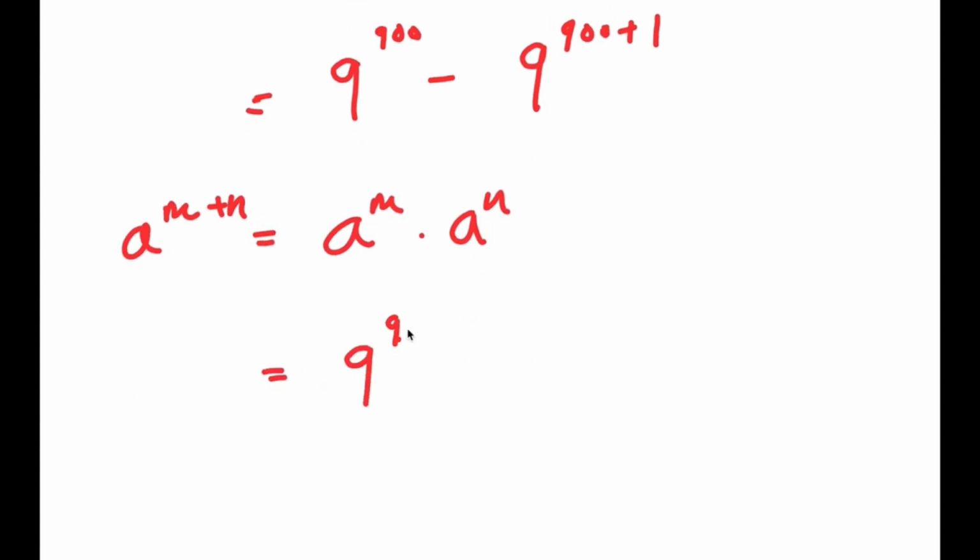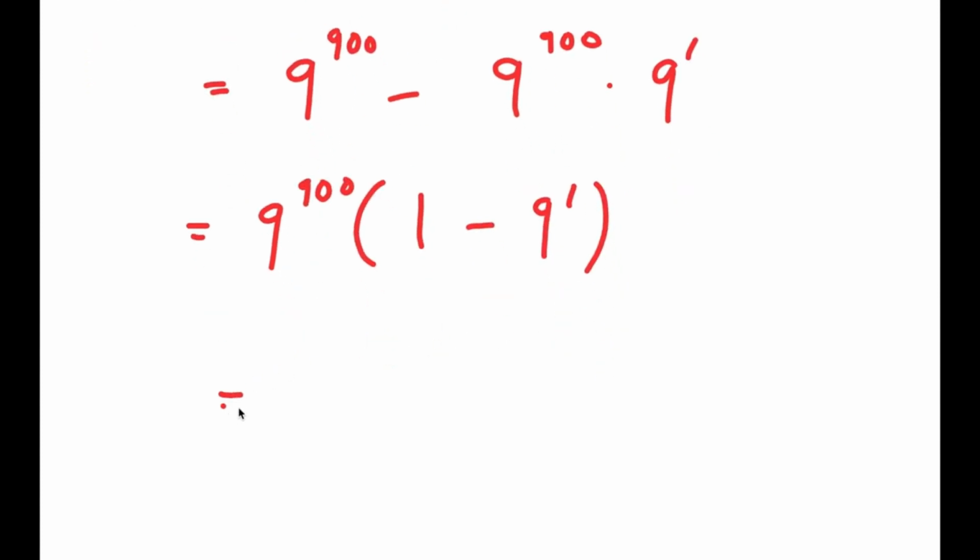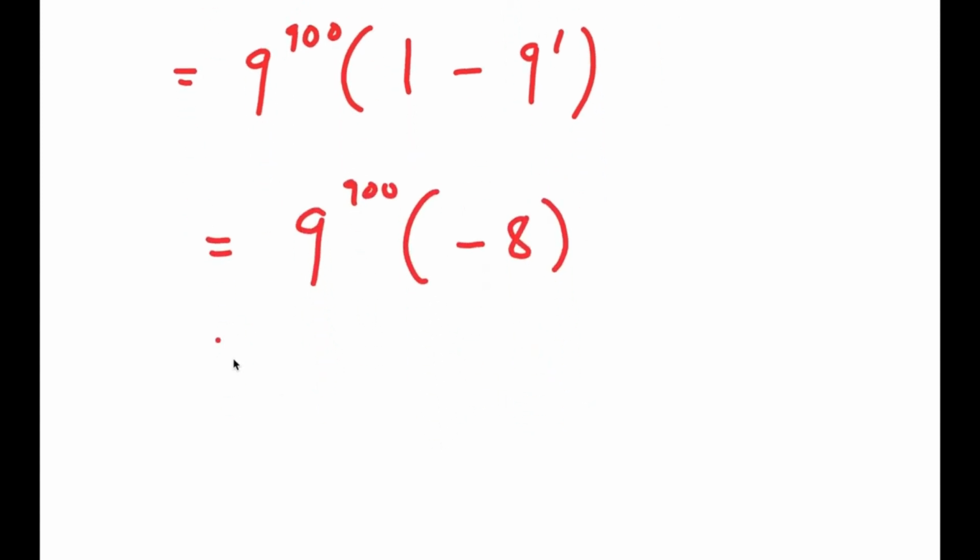So now I get 9 to the power of 900 minus 9 to the power of 900 times 9 to the power of 1. Now if I factor out 9 to the power of 900, I get 9 to the power of 900 times 1 minus 9 to the power of 1, which is equal to 9 to the power of 900 times negative 8.